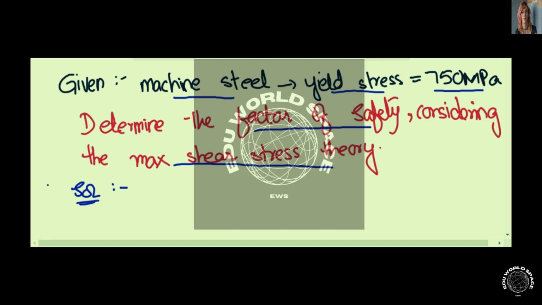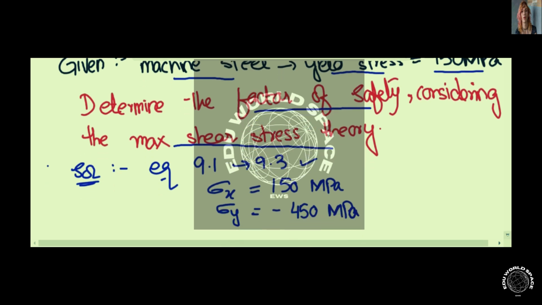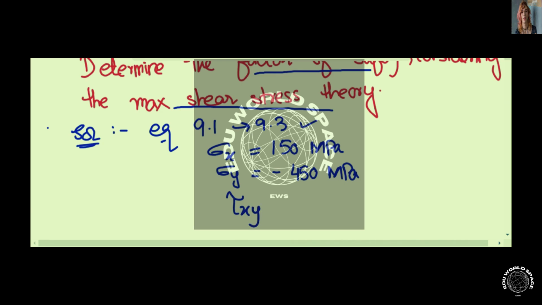So now what we are going to do over here is that you need to refresh your knowledge on the equation 9.1 through 9.3, right? Because we would be needing it. Now we are given by the figure of the problem that sigma sub x is equal to 150 megapascals and sigma sub y is equal to negative 450 megapascals, right? Now the tau sub xy is equal to 0, right?